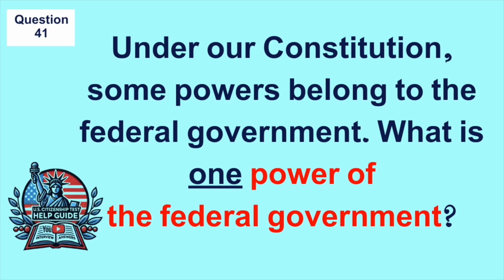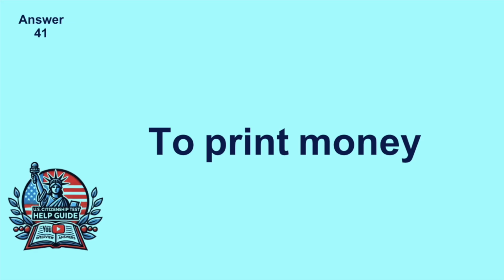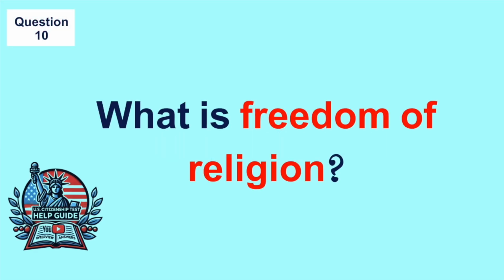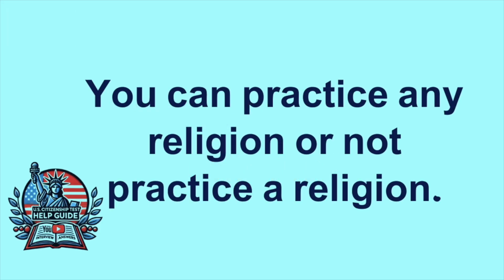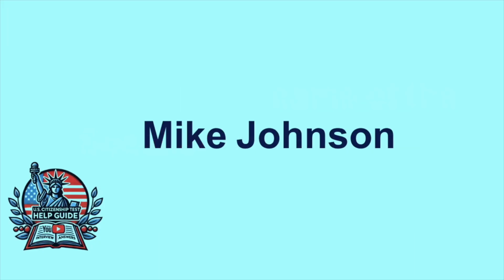Under our Constitution, some powers belong to the federal government. What is one power of the federal government? To print money. What is freedom of religion? You can practice any religion, or not practice a religion. What is the name of the Speaker of the House of Representatives now? Mike Johnson.